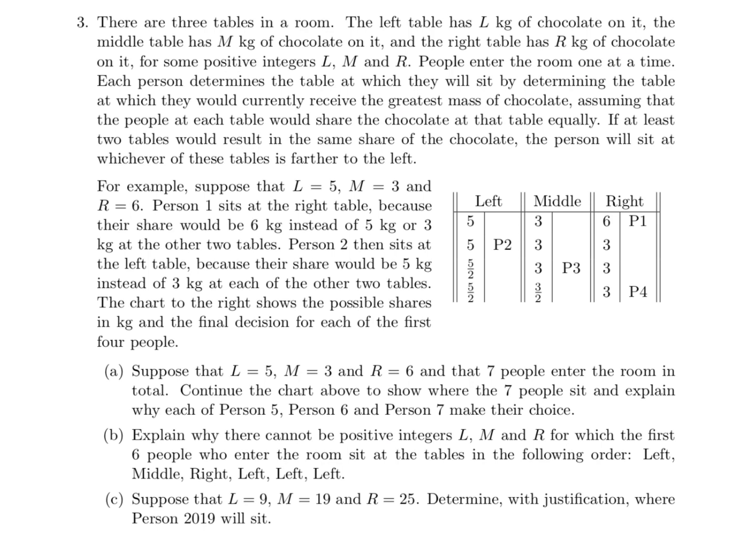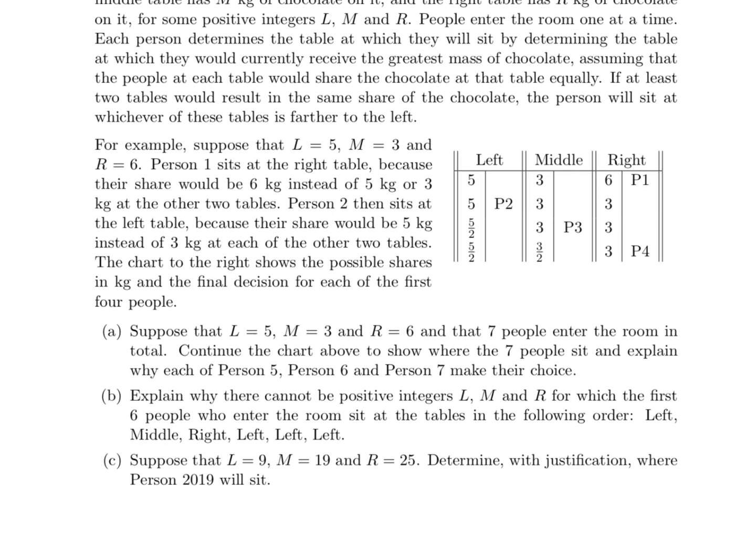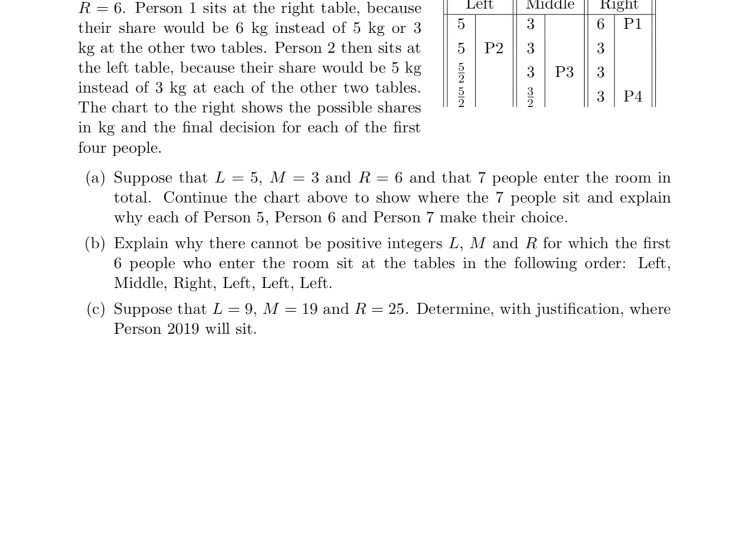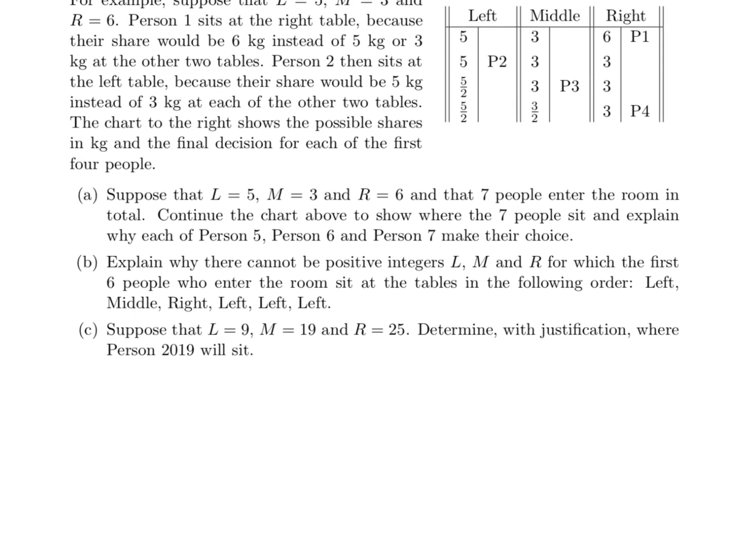So I will let you read this whole big long thing and then just get right to the chase here. Suppose that L is 5, M is 3, R is 6, and then 7 people enter the room. In total, continue the chart above to show where the 7 people sit and explain why each of person 5, person 6, person 7 makes their choice. Okay, so let's do that.